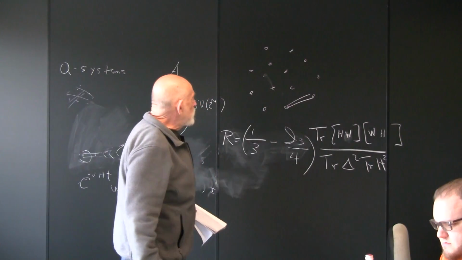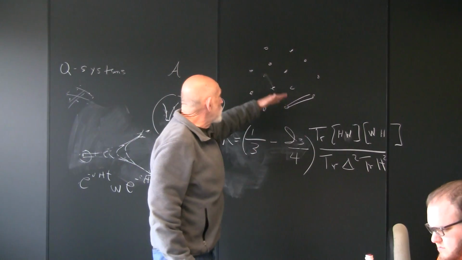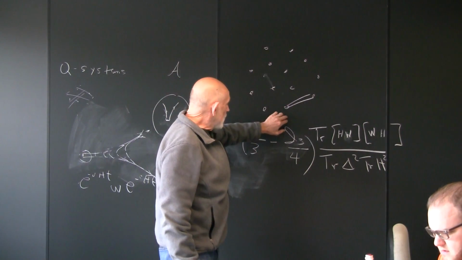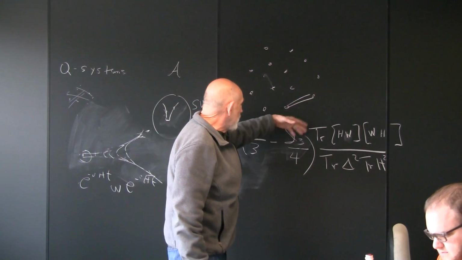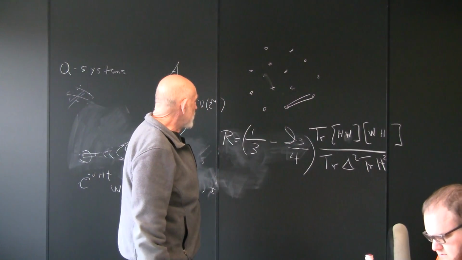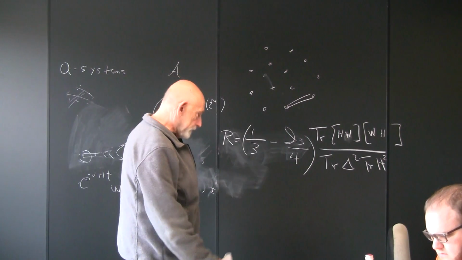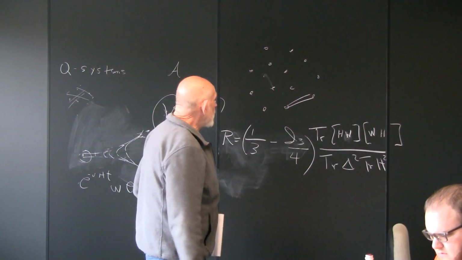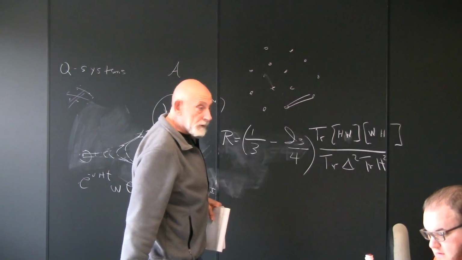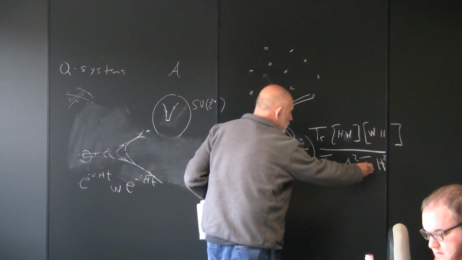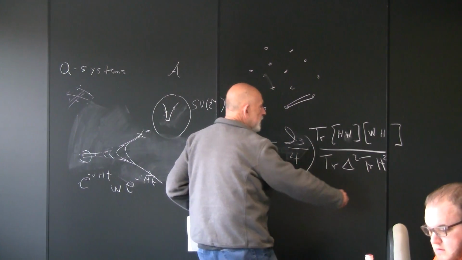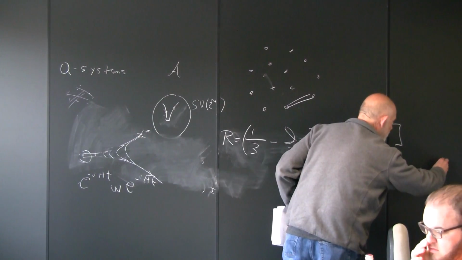And what will trace H squared be proportional to? It'll be proportional to the number of pairs of qubits. In other words, it'll be proportional to k squared. Same with trace delta squared and H squared. So there's going to be, for example, in this case, a k to the fourth downstairs.